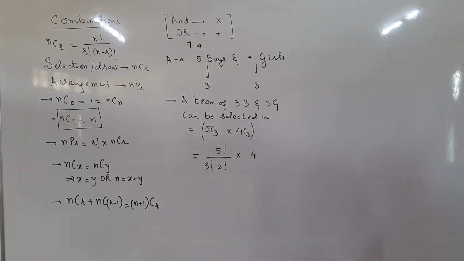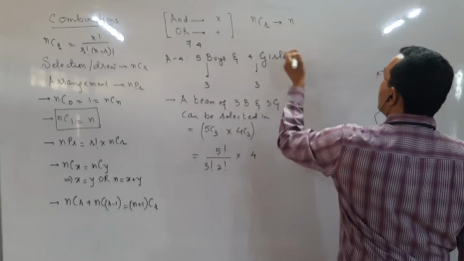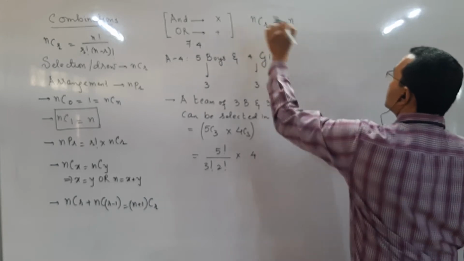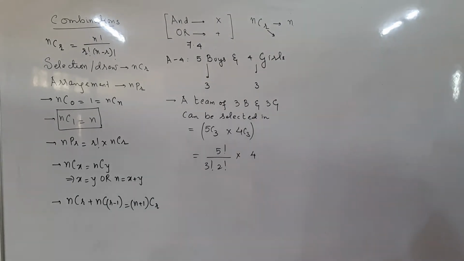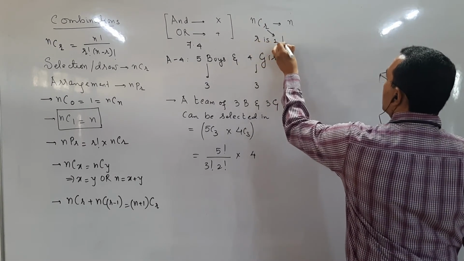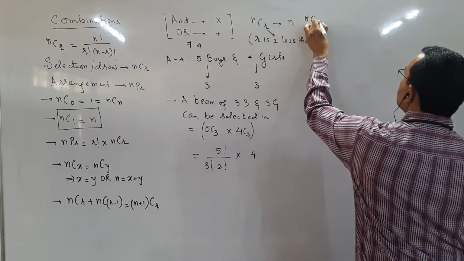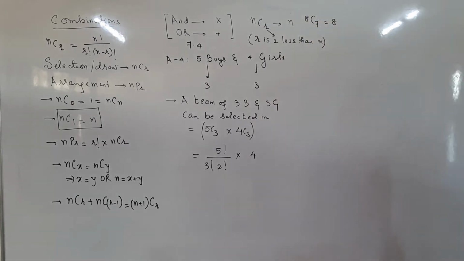Now here there is a shortcut. Try to understand. In nCr, the answer is n when r is 1 less than n. So suppose 8C7, then the answer is 8. 9C8, then the answer is, students, 9. 10C9, then students, the answer is 10. So 4C3, the answer is, students, 4.